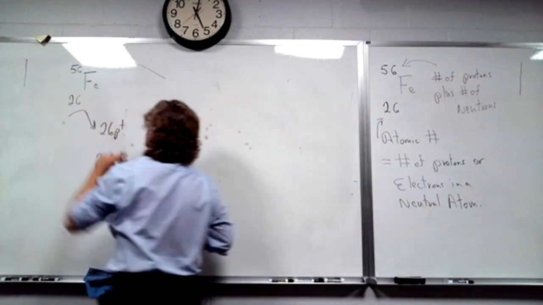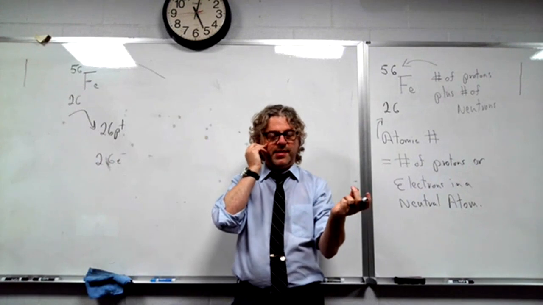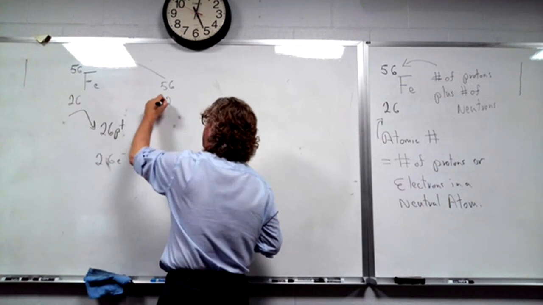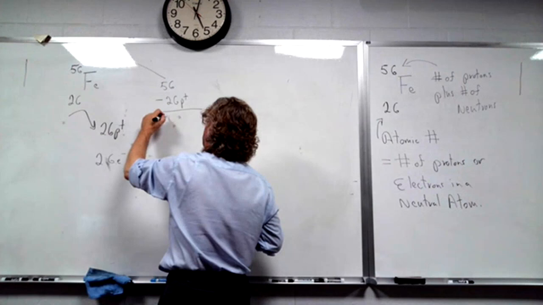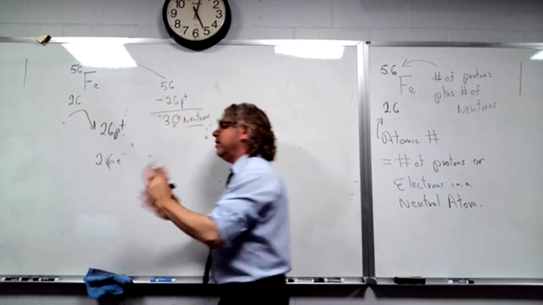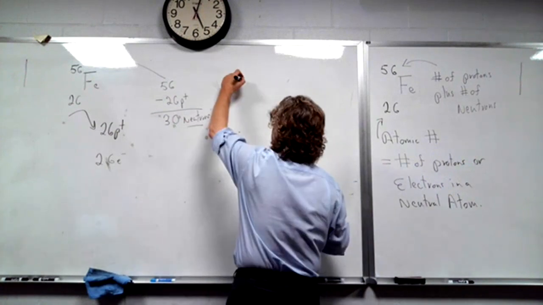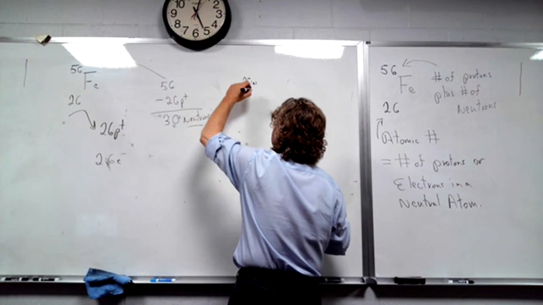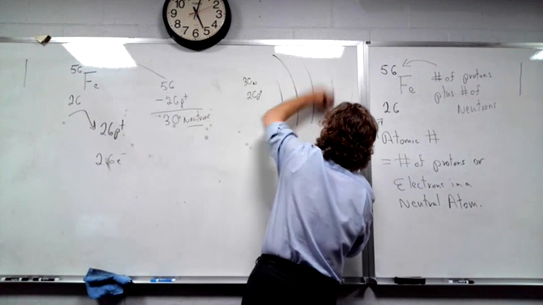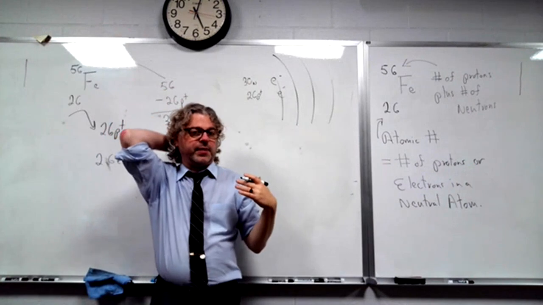Then, the atomic weight is the number of protons plus the number of neutrons. So 56 minus the 26 protons equals, I hope, 30 neutrons. This form of iron has 30 neutrons. So, to make a long story short, you've got 30 neutrons, 26 protons, and then you have electrons somewhere out here, and there'll be a total of 26 of them, and I'll explain what somewhere out here will be.